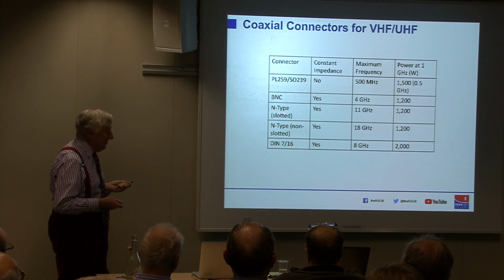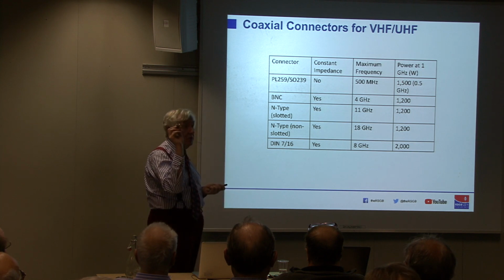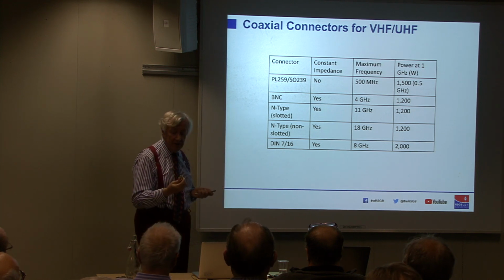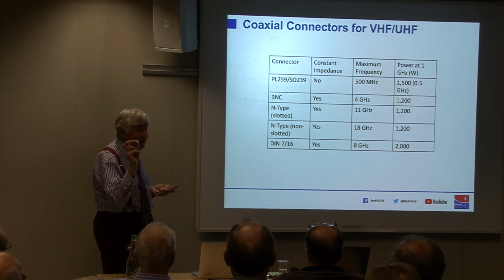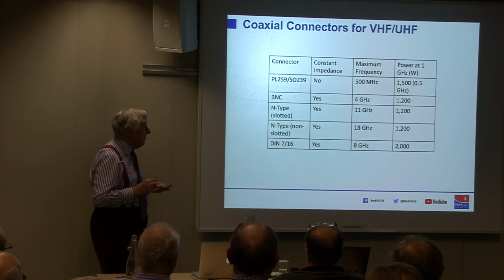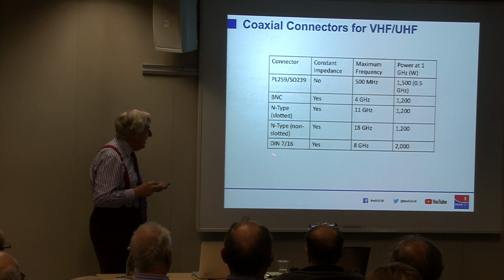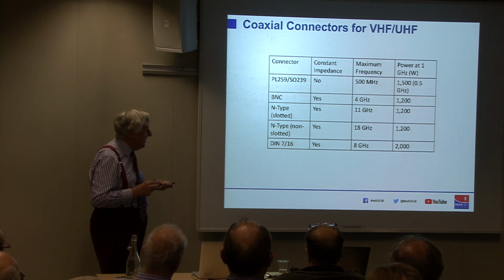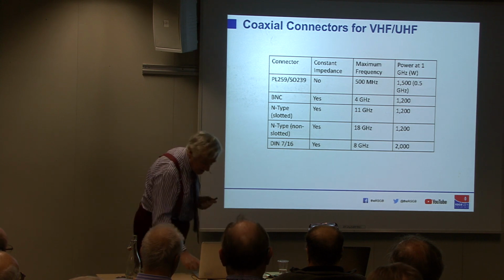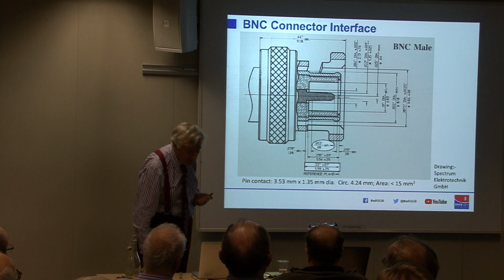The N-type, the standard one that goes up like this, goes up to 11 gigahertz. This adapter certainly will not go to 11 gigahertz. But that type, 1200 watts again. The non-slotted type, intended for 18 gigahertz, also 1200. And finally, the DIN 716 connector works up to 8 gigahertz, rated for 2000 watts. So finally, a bit about the power and the comments thereon.